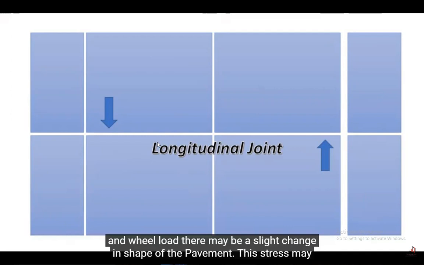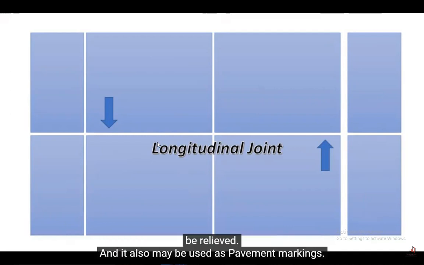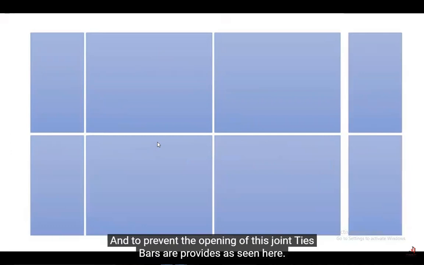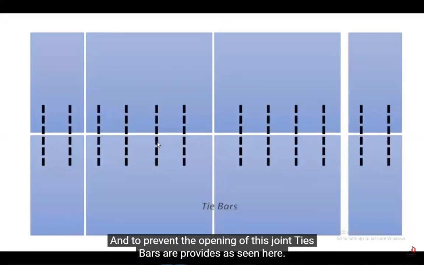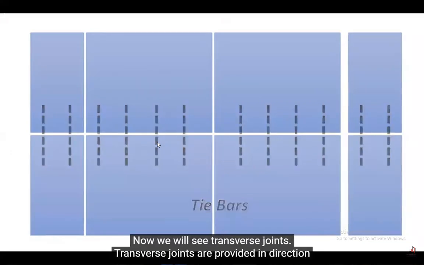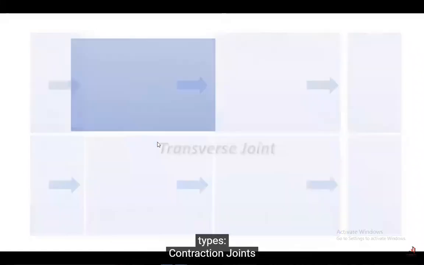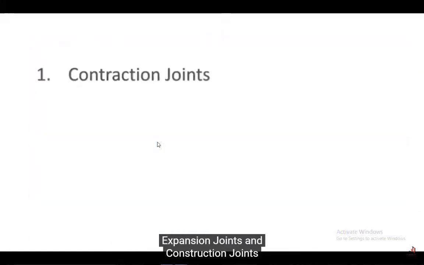This stress may be relieved, and it also may be used as pavement markings. And to prevent the opening of this joint, tie bars are provided as seen here. Now we will see the transverse joints. Transverse joints are provided in direction perpendicular to that of the longitudinal joints. And as we saw, it is subdivided into three types: contraction joints, expansion joints and construction joints.